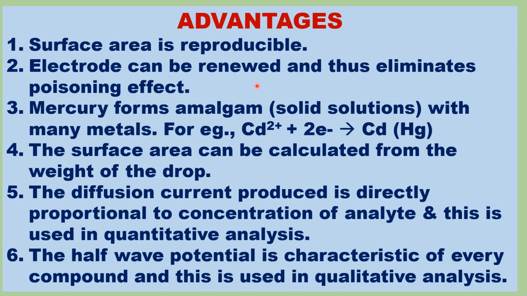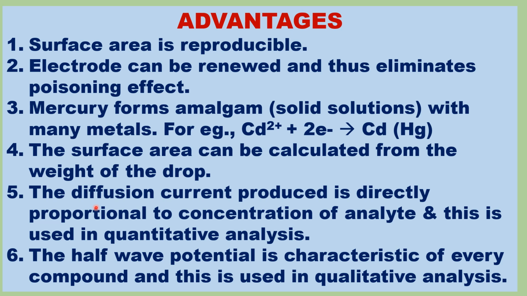Now, what are the advantages of polarographic technique? The surface area is reproducible because the drop is renewed every time. So the electrode is renewed, thus eliminating poisoning effect. Mercury also forms amalgam with the metal atom. For example, cadmium 2 plus is reduced to cadmium metal, it will form amalgam. Okay. The surface area can be calculated from the weight of the drop. Then fifth point, the diffusion current is directly proportional to the concentration of the analyte. Therefore, this is used for quantitative analysis.